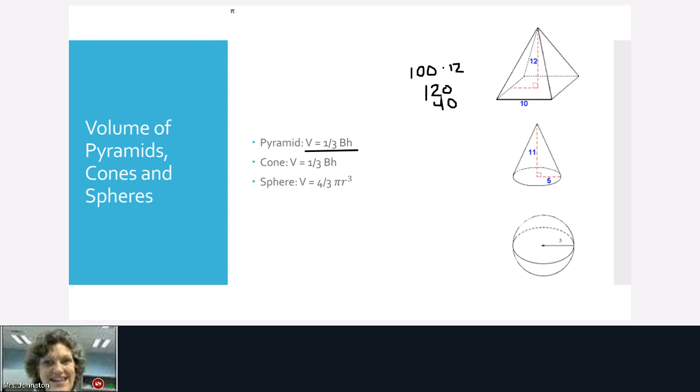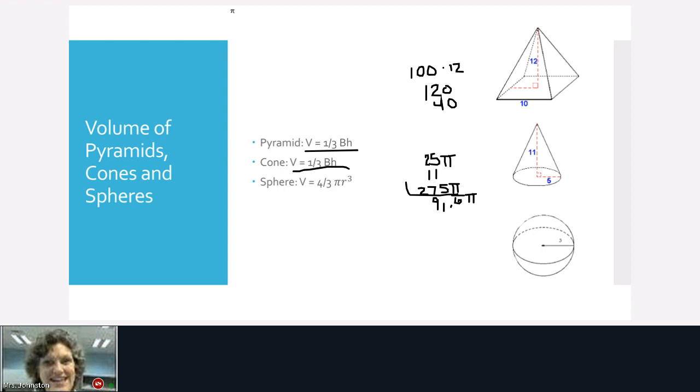A cone uses a very similar formula. In fact, it's identical, but the base here is going to be a circle. So pi times 5 squared would be 25 pi, is the area of the base. And if I multiply that by 11, I get 275 pi. And if I take 1/3 of that, I get 91.6 repeating pi.